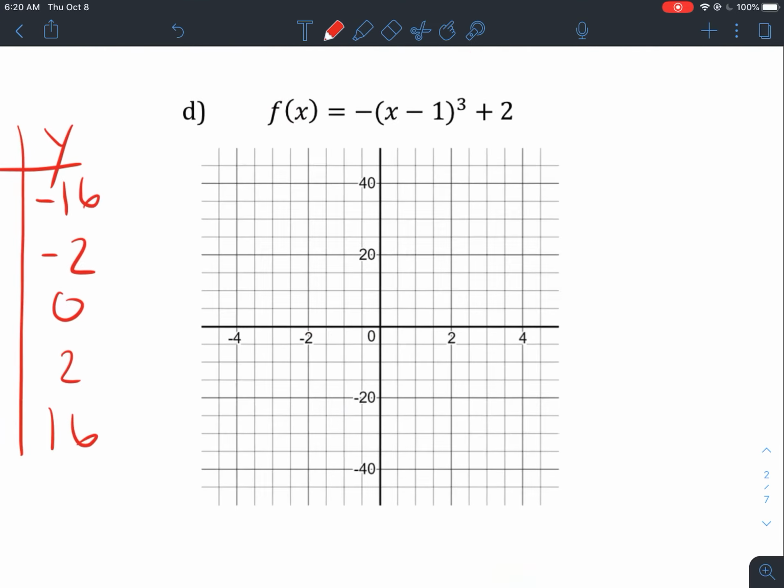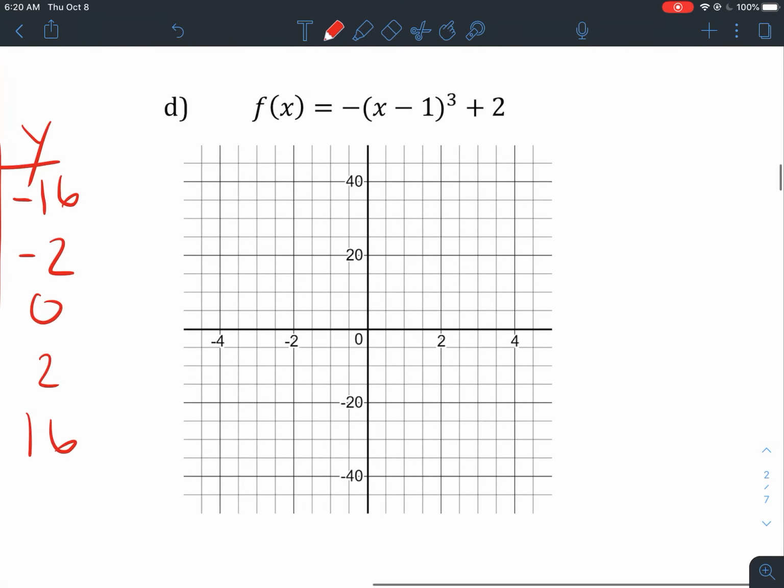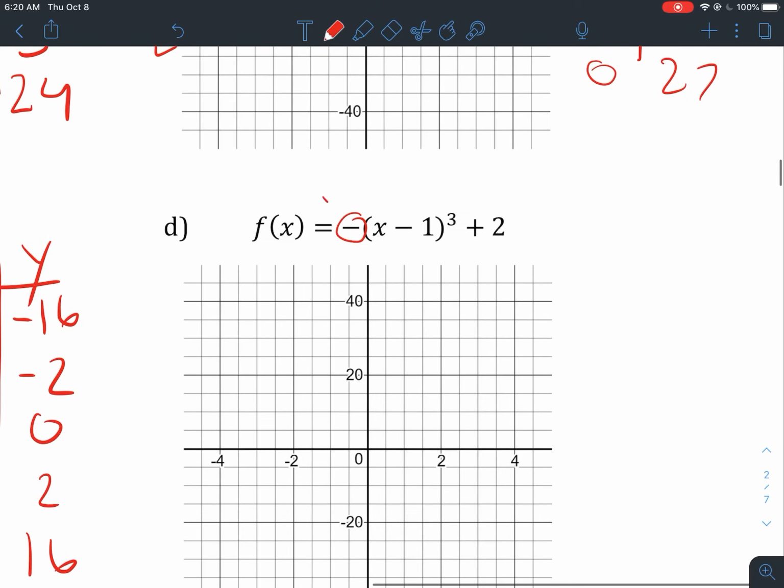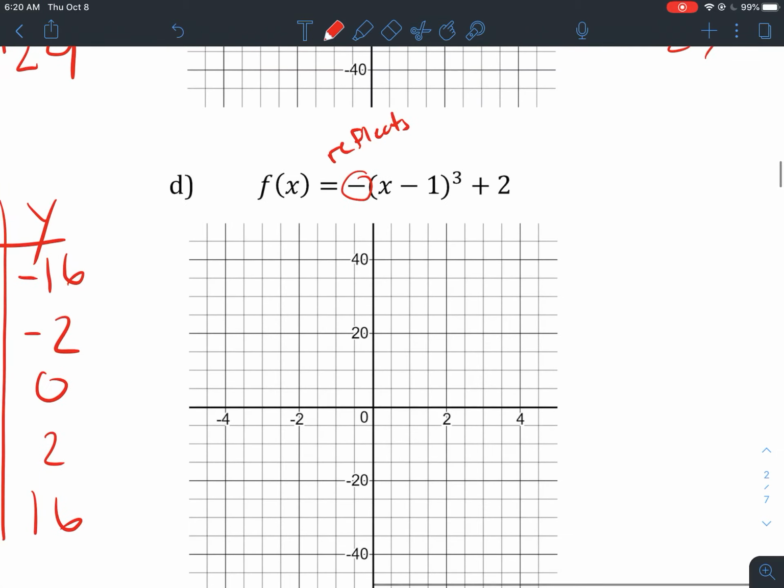All right, so I got our last one. This one has multiple changes going on here, and let's talk about what those are. This one's going to shift it to the right one. This is going to shift it up. And then this reflects it over the x-axis there. I will say this one is quite tricky.